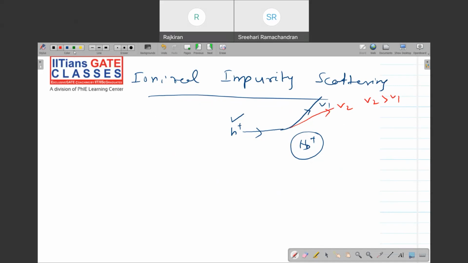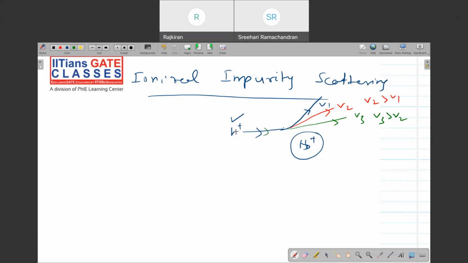Suppose I take another velocity, v3, even more than v2. What will happen? Since it comes with very high velocity, it will spend very little time in contact with this Nd plus, so it will bend less. So the extent of the scattering, the extent of change in direction, depends upon the velocity of the incoming carrier.